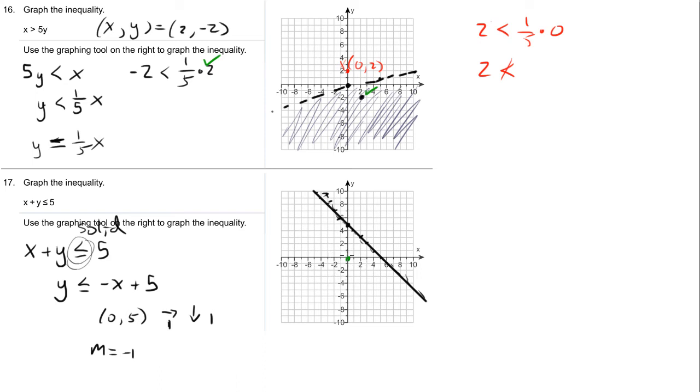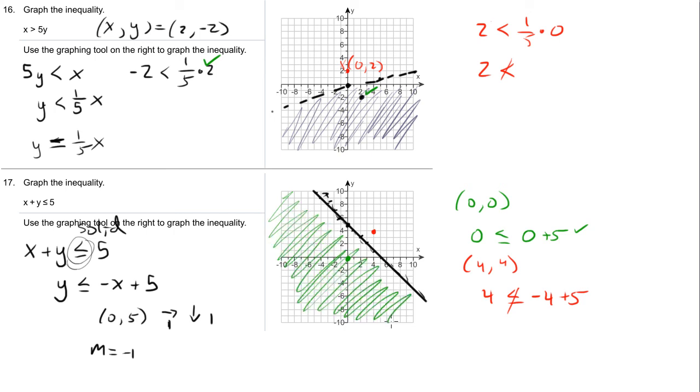Let's test 0, 0. 0 is less than or equal to 0 plus 5. Yeah, that checks out. And then we can test 4, 4. 4 is less than or equal to negative 4 plus 5. There we go. That's our graph. That's our chapter 3 review. Great.